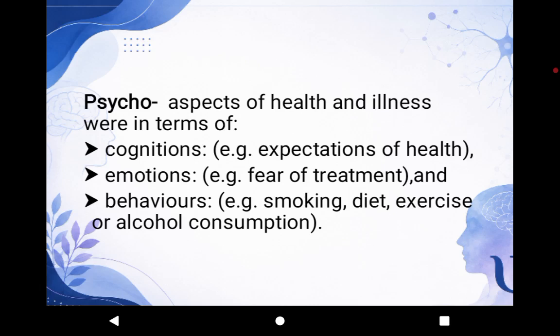Psycho, we are dealing with health and illness, and this is in terms of cognitions, which is the way a person is able to think. That is expectation, e.g., expectation of health, and also emotions, something to do with fear or any feelings. So that is the emotion cycle. It is focusing on the emotions and also the behavior. I can give an example of how a person is able to feed themselves, the exercises, what they do, if they smoke, if they take beer, and all that.